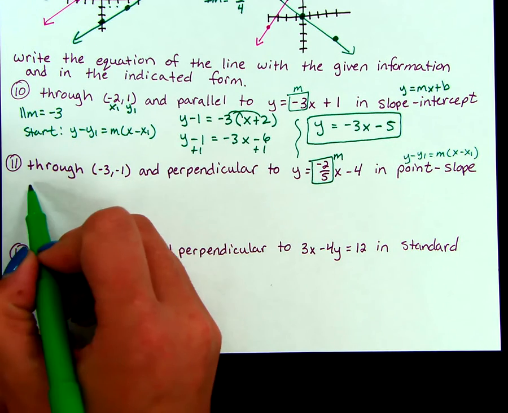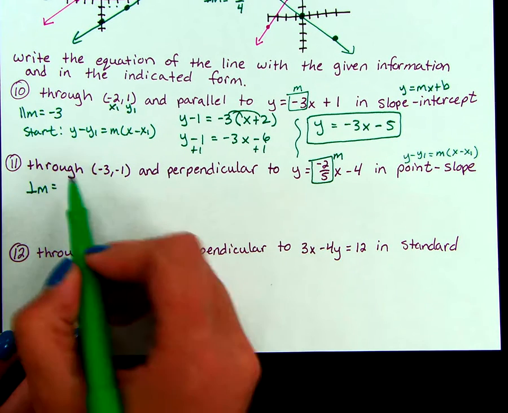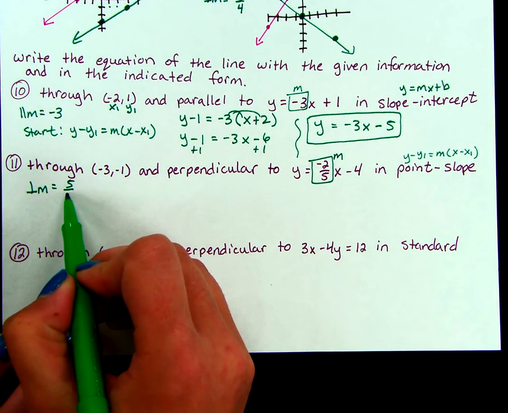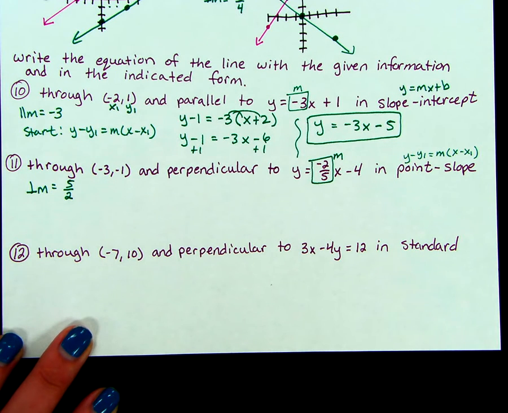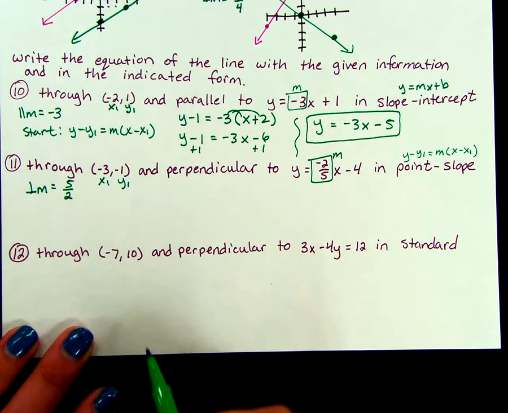And this time we want perpendicular. So we're going to flip our fraction over, so 5 over negative 2. And then we would switch the sign, so that means we're going to actually leave this as a positive. And then we're going to substitute into our equation. Again, this is our x1, y1.